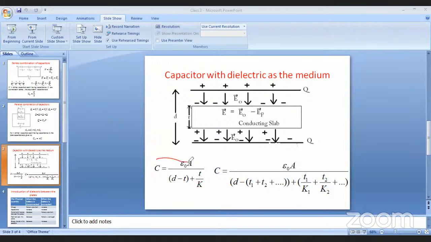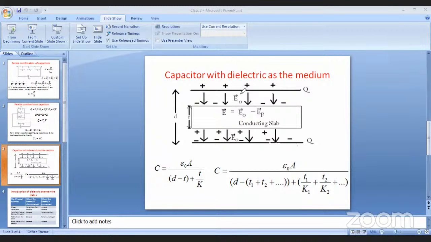That is given by C equal to epsilon naught A divided by d minus t plus t by K. This is the capacitance value when a dielectric material of thickness t and dielectric constant K is introduced between the two plates of the parallel plate capacitor. So the small letter d is nothing but the distance between the plates, and this is the capacitance value for this arrangement.